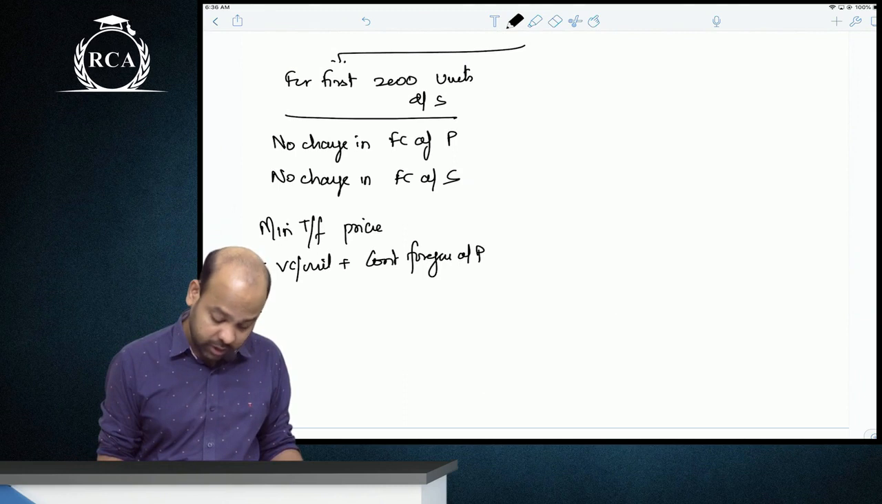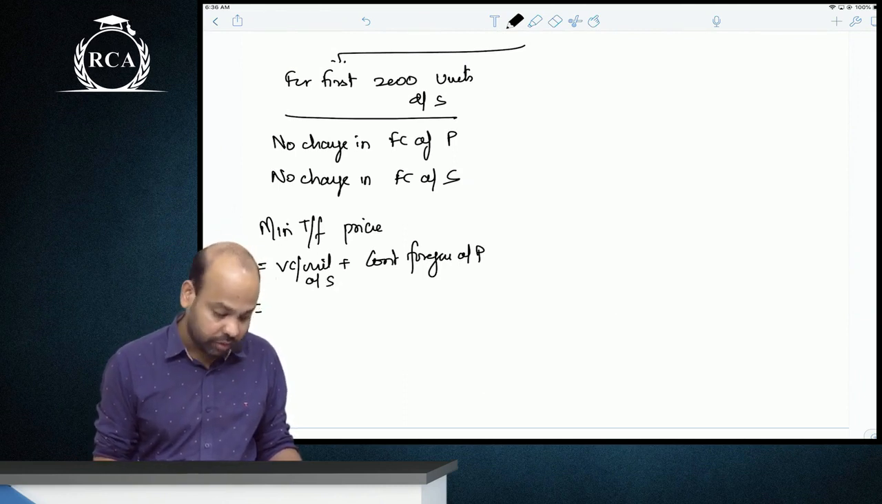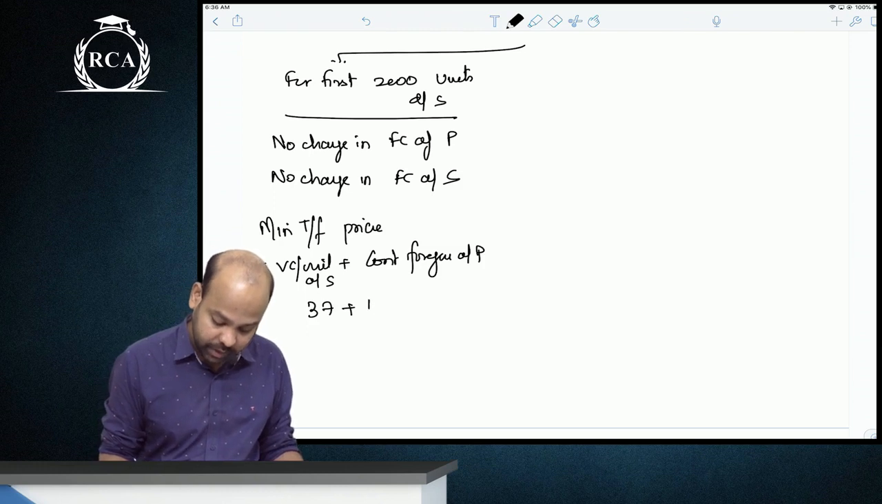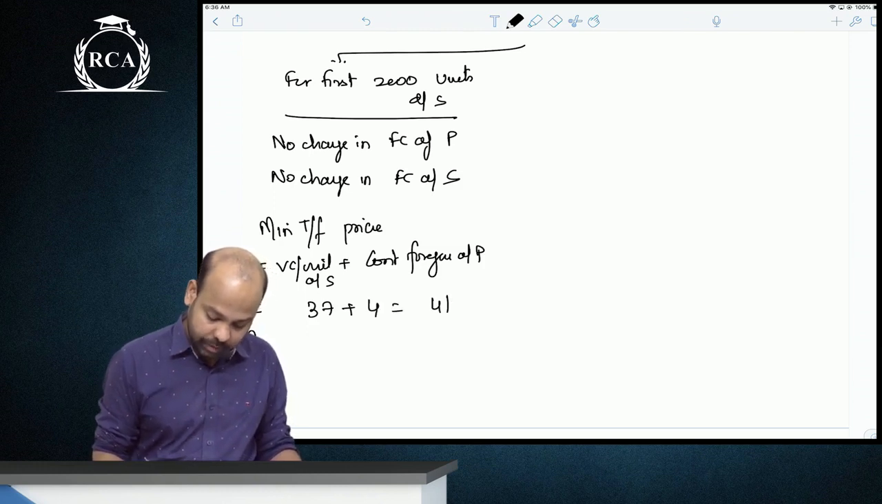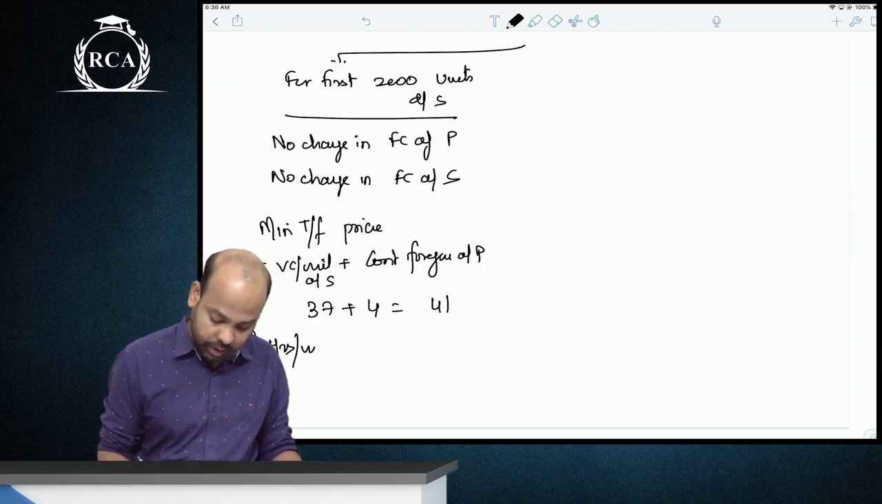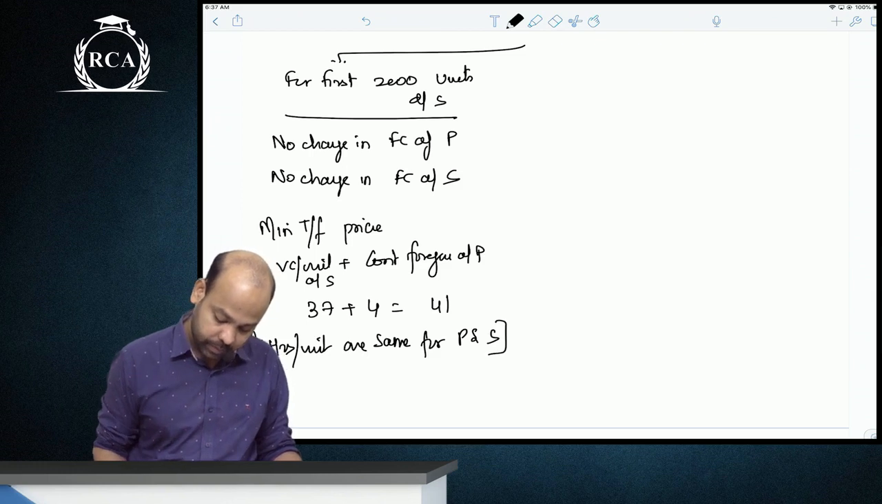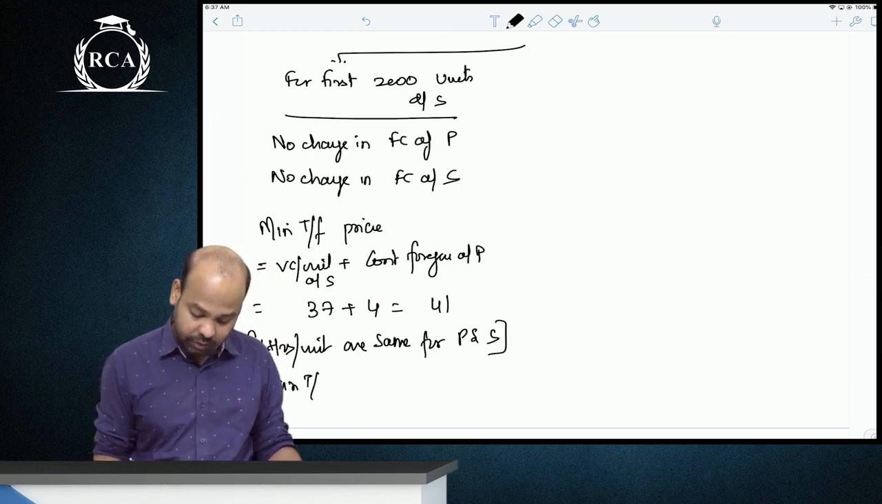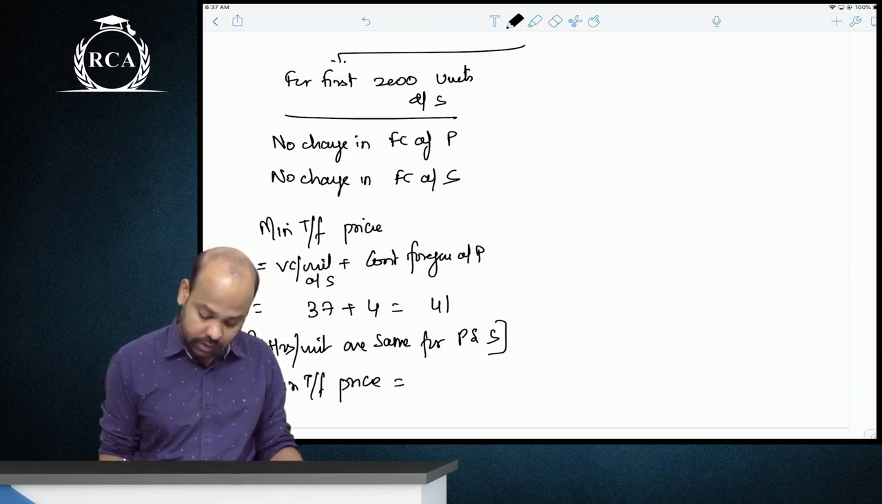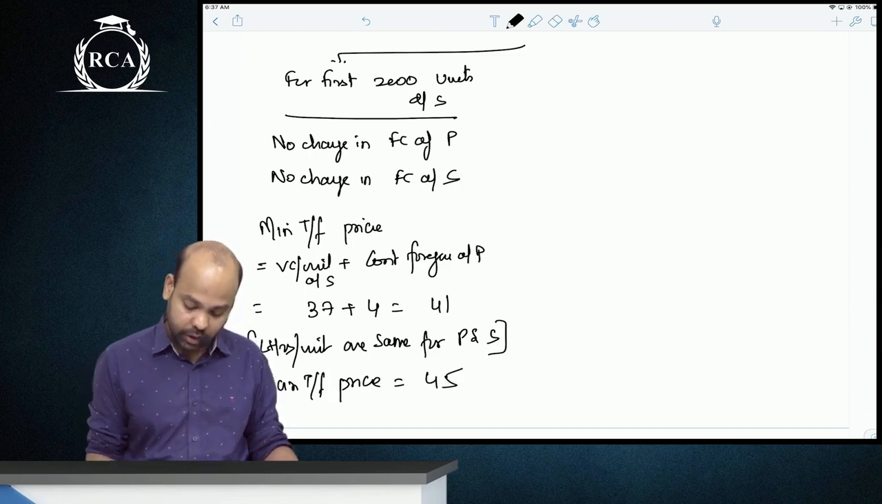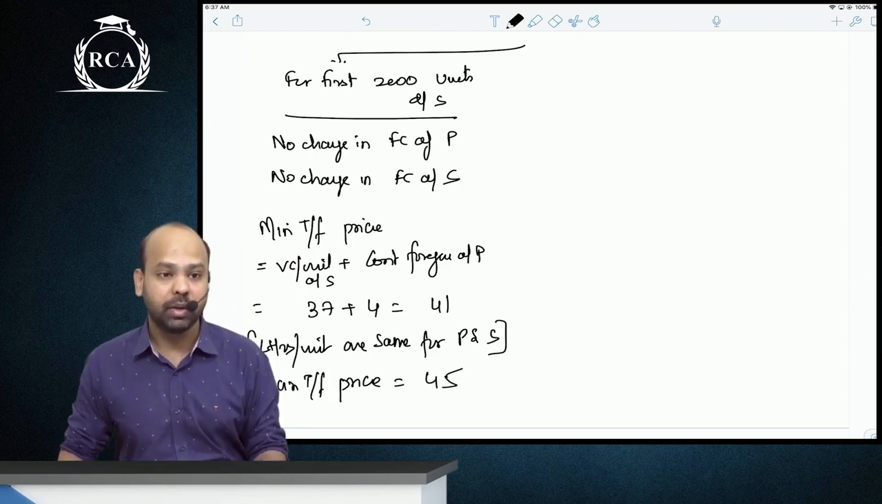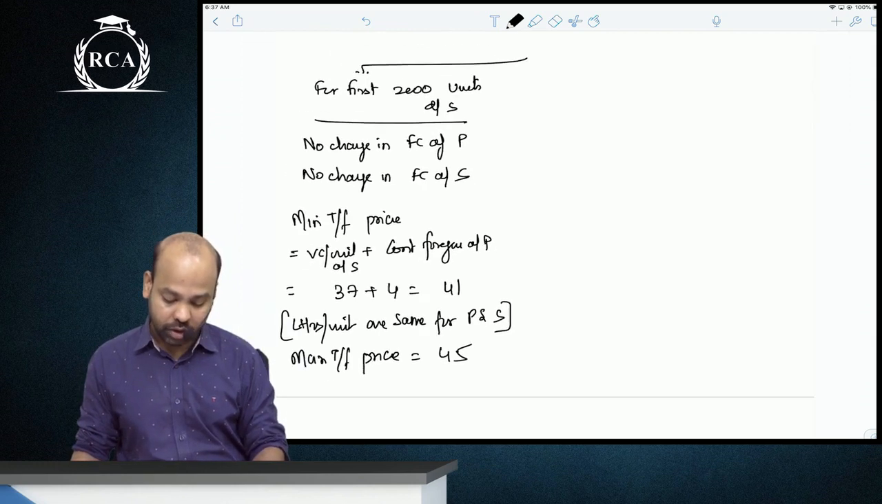So variable cost per unit of S plus contribution foregone on P. So this is 37 plus 4, which is 41. Remember guys, labor hours per unit are the same for P and S. Maximum transfer price, that fellow will say that it is 45 rupees. Division B will not want to pay anything more than 45 rupees.